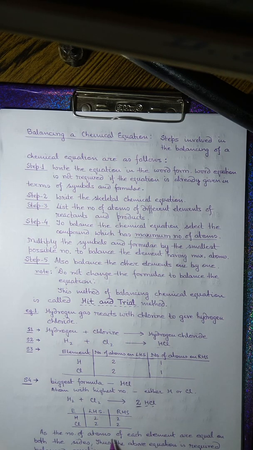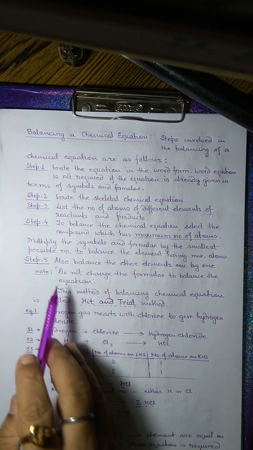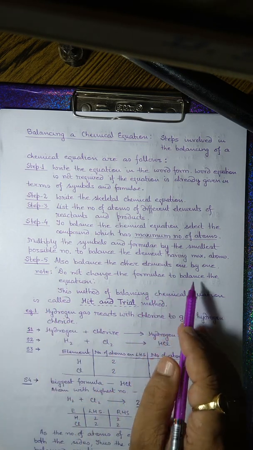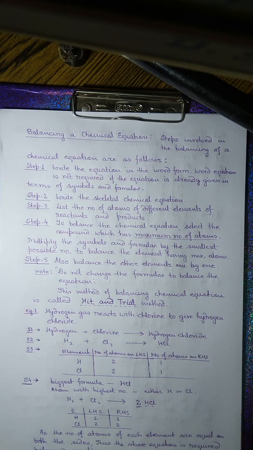Means that as the number of atoms of each element are equal on both the sides, thus the above equation is the required balanced equation. In this equation, step 5 is not taken here because there is no element left to balance. One more example we are going to take here.